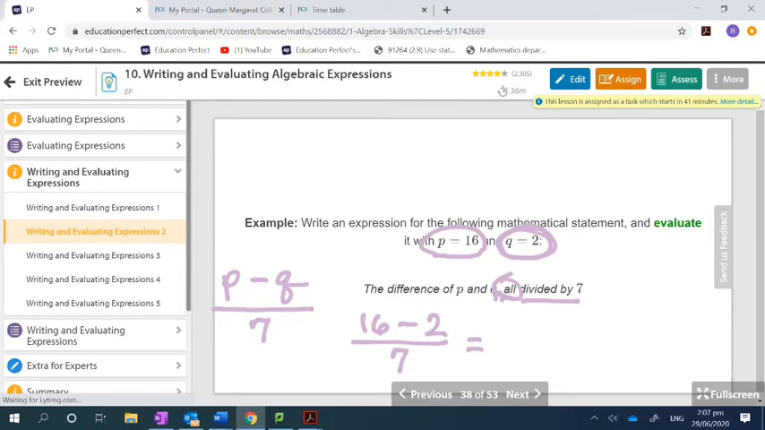Remember, when you're dealing with fractions, you always simplify the numerator, simplify the denominator, and do the division when? Last. It's the very last thing you do. So 16 minus 2 is what? 14. Divided by 7 gives us? 2.